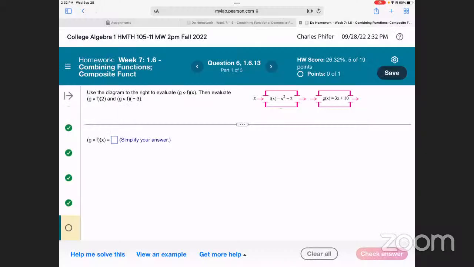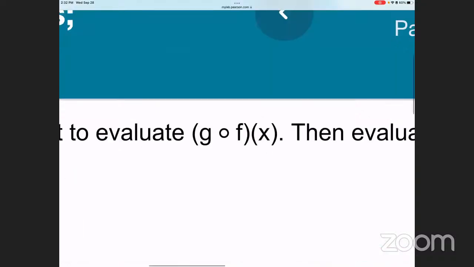This one asks us to use a diagram to evaluate g of f of x. Again, this open circle is called composition. It just means the second function inside the first function. g of f of x: the second function inside the first function.